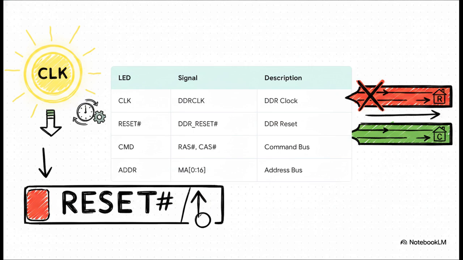And the reset LED, that one is massive. The little hashtag there means it's an active low signal. Basically, if the system is held in reset, the signal reads low. If it's high, it means the reset has successfully been released. Then we've got CMD for command bus activity, things like row and column address strobes, and ADDR, which watches address bus activity. Basically, these lights tell you if the CPU is actually trying to start a conversation with the memory.